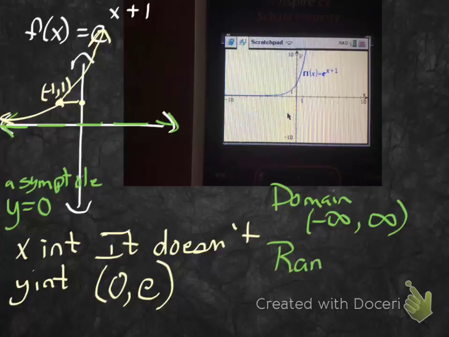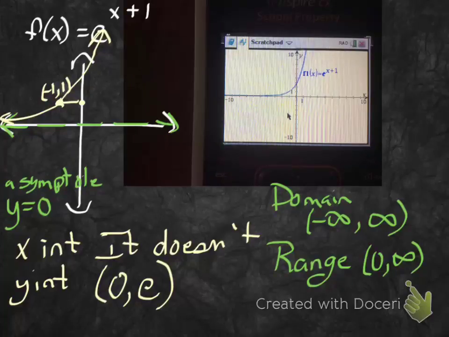Range. Do you think the way we find range is going to change from yesterday? No, because we're everything greater than 0. So 0 to positive infinity. If we shifted that up, we would do greater than that. Okay? So that's the first problem.